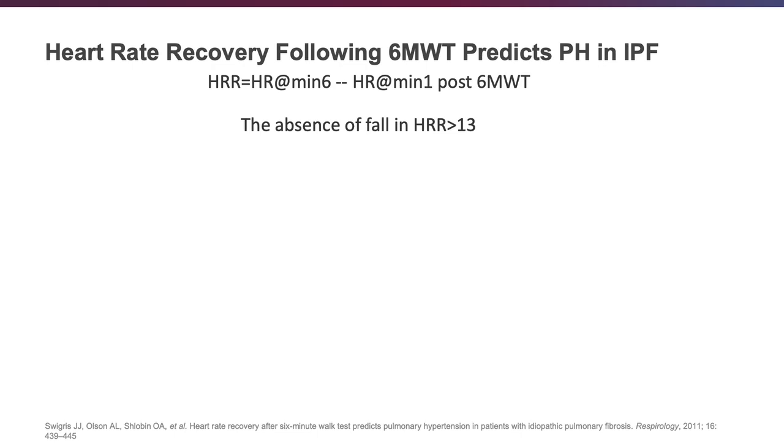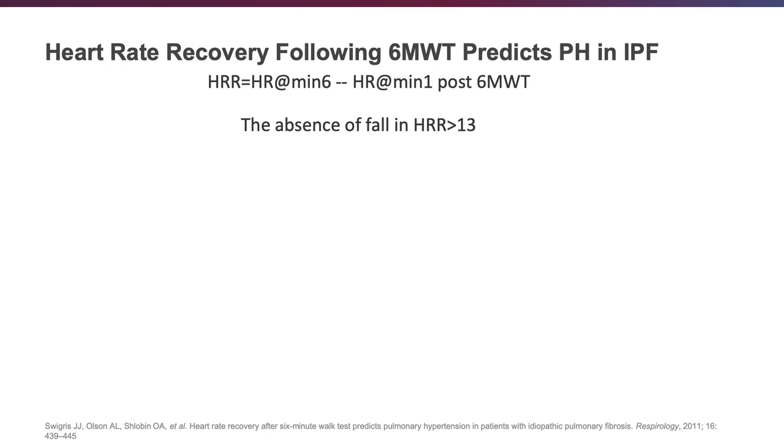So what about the 6-minute walk test? Well, there are several parameters in 6-minute walk test that have been looked at in evaluation of their ability to predict pulmonary hypertension. And one that is frequently used in clinic and can be easily used is something called heart rate recovery. So heart rate recovery is a difference between heart rate at the end of the 6-minute walk test, so minute 6, and 1 minute post-recovery.